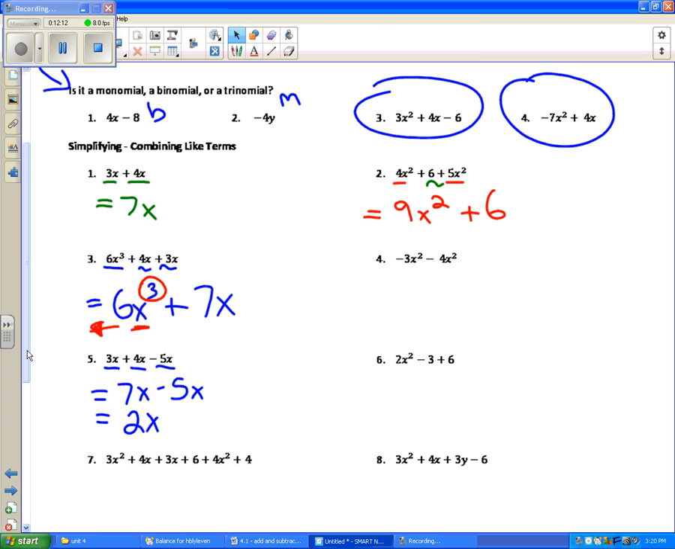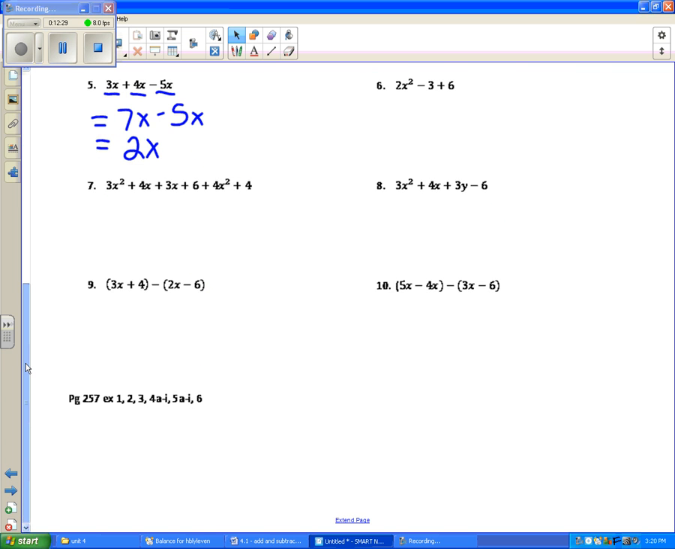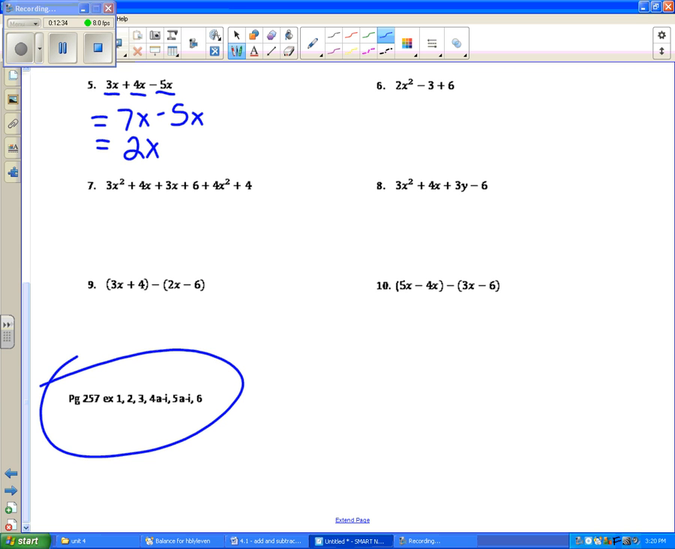Number 7 is a little bit tricky. It's got a bunch of terms in there for you to look at. And number 8 is a little bit tricky too, because it even throws in a few other letters. But you would still underline your like terms, add them, and see how you go. So you've got a few more questions to try there. Also, when you're done that, don't forget we also have some practice questions, which can be found on page 257, exercise 1, 2, and 3, exercise 4, just A through I, question 5, A through I, and question 6.